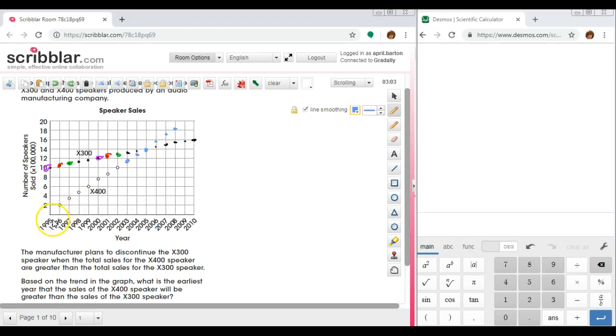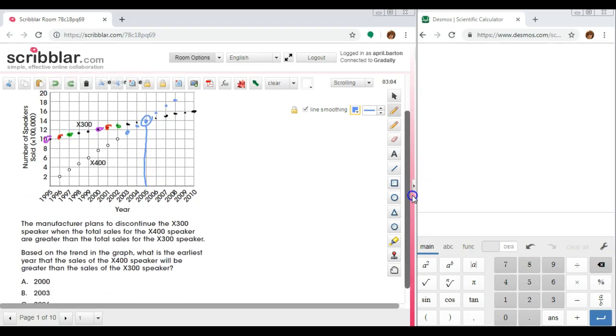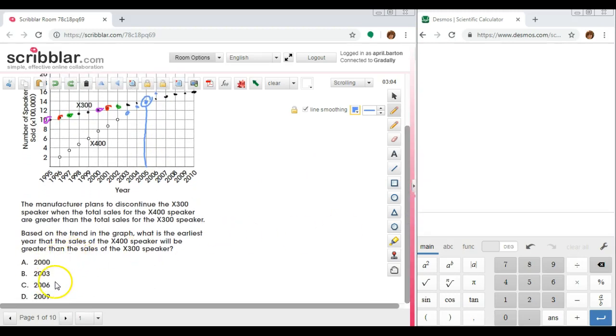So you can see we want this X400 to be above it. Where they meet is this year here. We can go down to the year and say, well, they're going to be the exact same sales. The X400 will sell the same amount as the X300 at the year 2005. So notice that's not in our answer choices. We have 2000, 2003, 2006, 2009, because they didn't say equal, they said greater. So 2006 is the first year where we go greater than the X300 sales.